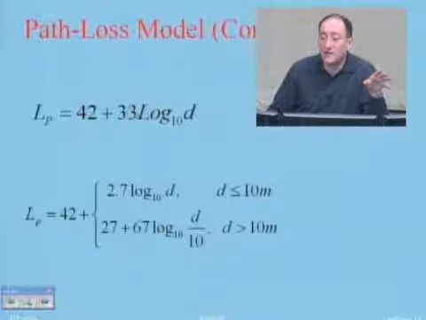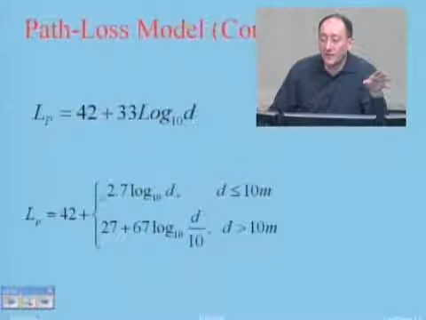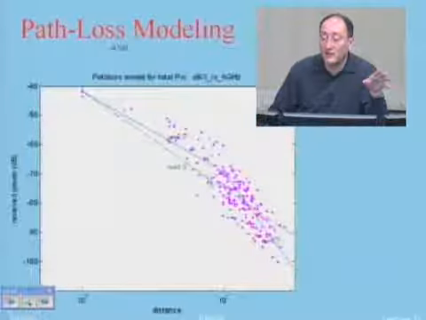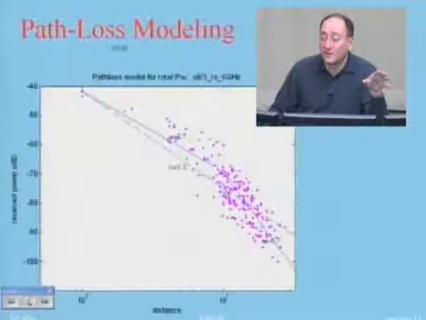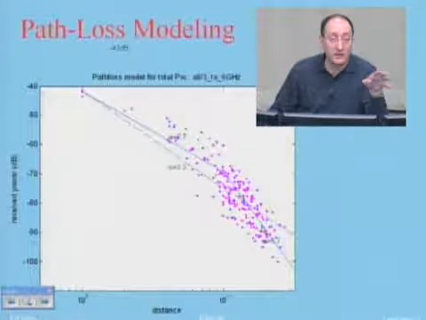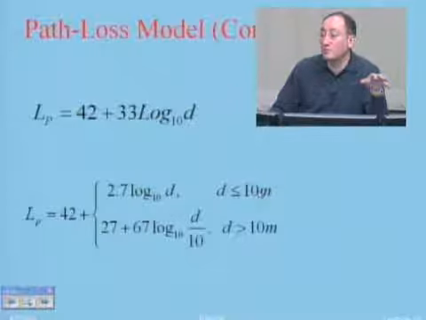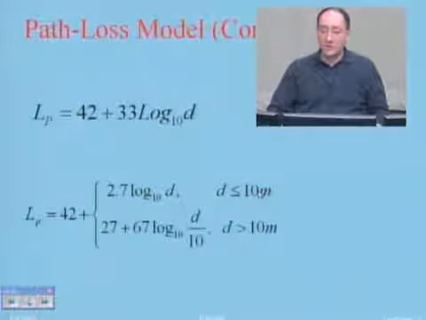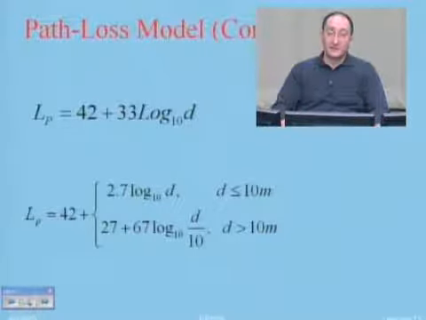And then this is 3.3 log 10 of the distance, associated to this line. Or if you want to have 2 lines, this is 2.7 associated to this part, and this is 6.7 associated to this line. So this is 1 line path loss, and 2 partitions. And this gets partitioned at 10 meters.